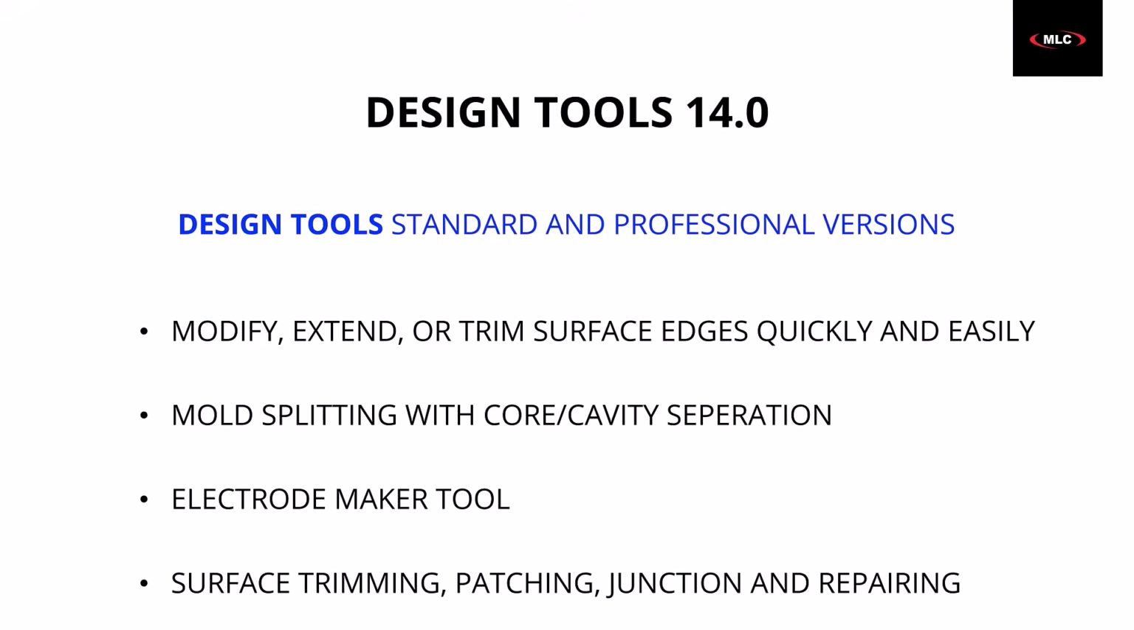Mold splitting is a simple 10-second single button click. It splits your core and cavity separation from the part, creates it, puts it on separate levels. You're done. All right, start programming. A really neat electrode maker tool is awesome, and if you have to create electrodes for different features of your mold, then this thing is by far a time saver and a money maker.